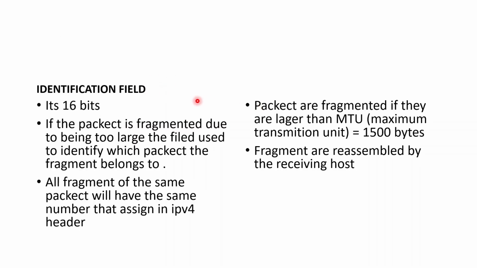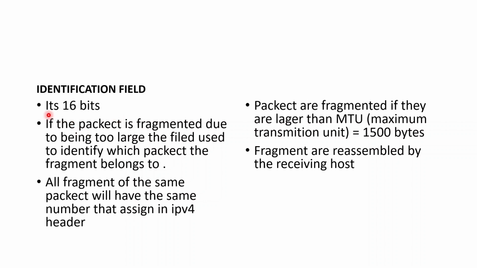The next field is the identification field. It is also 16 bits long. In this field, what you're supposed to know is this: do you remember in the Ethernet video, we discussed the minimum and the maximum MTU size in the payload? The minimum payload size was 46 bytes, and the maximum MTU size is 1500 bytes. This is the Ethernet standard for MTU size.